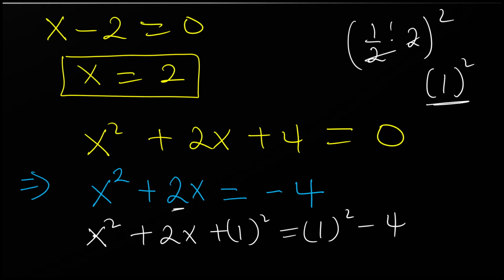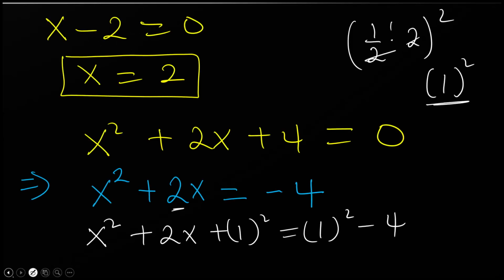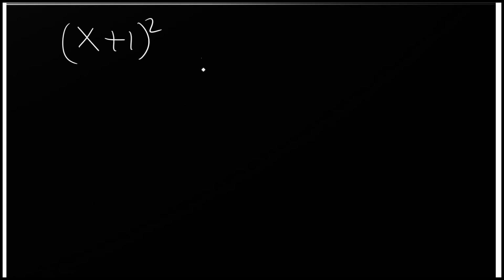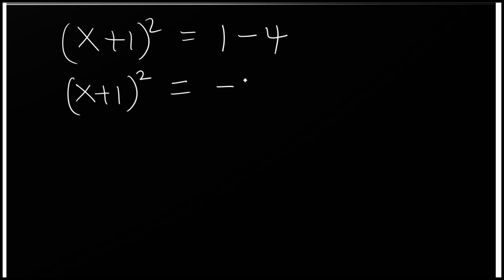So we have this and that, x squared, 1 squared. So x plus 1 all squared. Now when you expand this, you get this. So we have 1 squared, 1 minus 4. 1 minus 4. So x plus 1 all squared equals minus 3.